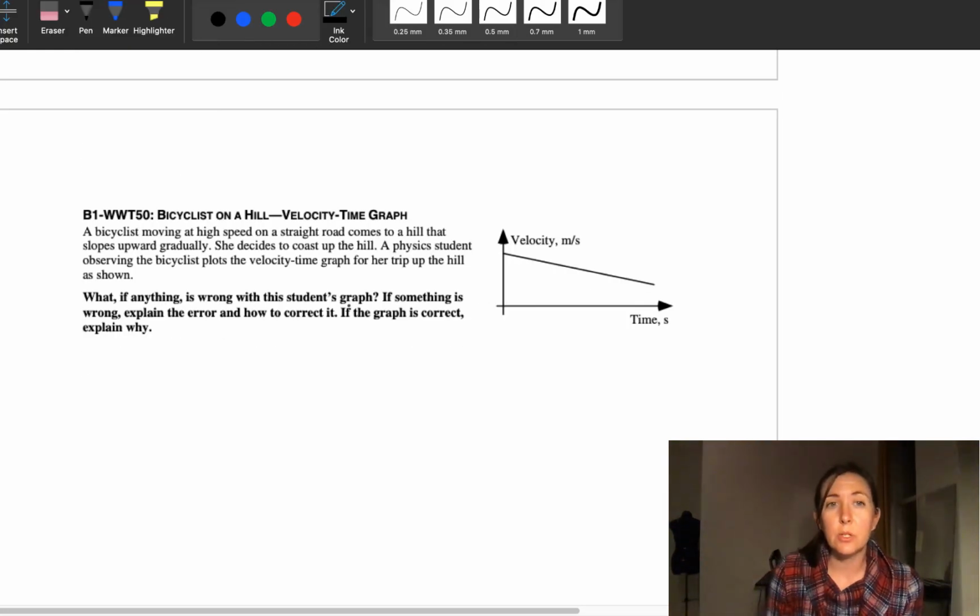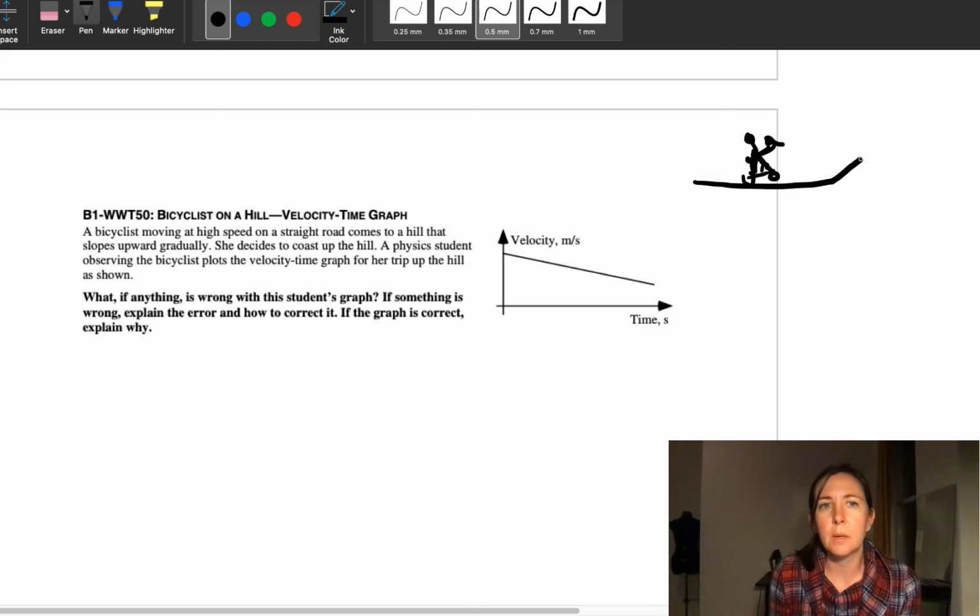So for this last question, I like to think about a picture, and the bicyclist is moving at high speeds. So here's our bicycle moving, and here's the person on the bicycle, and he's going up this hill. Straight road, and then comes to a hill that slopes gradually upward. She decides to coast up the hill, and the person observing it plots the velocity versus time graph. So does this velocity versus time graph make sense for this bicyclist who's going to be coasting up the hill, meaning they're not going to pedal? What's going to happen to the velocity of this bicycle as it's going up the hill?